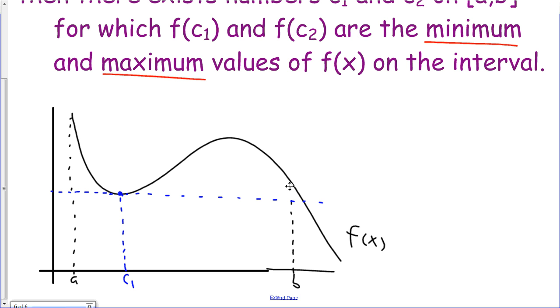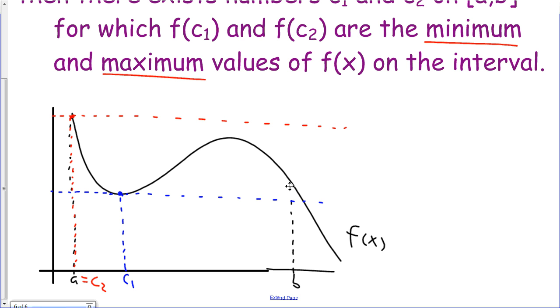And it also guarantees me another point called C2, that's the maximum. And the maximum, it looks like, is actually at this endpoint right here. And again, you could draw a line going across here, just to verify that there's no other place where my function gets above that point, which it is not. So in this case, it turns out that C2 is at A. So A is also equal to C2.